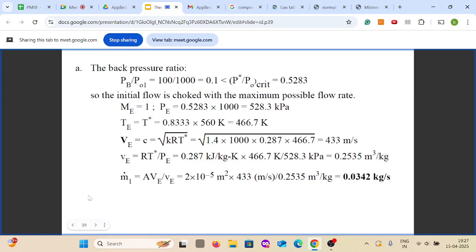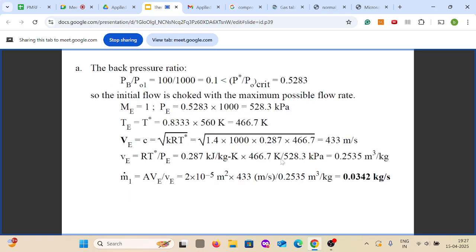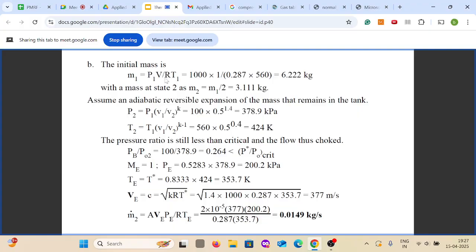So the mass flow rate comes out to be area into velocity divided by specific volume. Area is 2 into 10 power minus 5, and velocity is 433 divided by specific volume 0.2535. This comes out to be 0.0342 kg per second. Now the initial mass in the tank is P1 V1 by RT1. Initial pressure is 1 megapascal, so 1000 kilopascal into volume 1 meter cube divided by R, 0.287, and temperature 560. This comes out to be 6.222 kg.